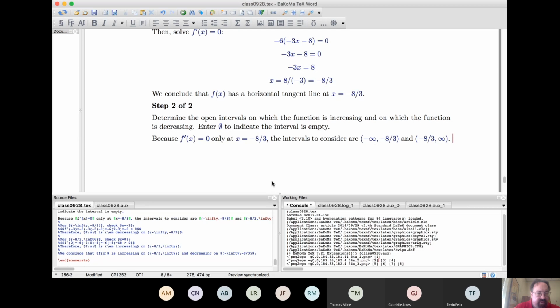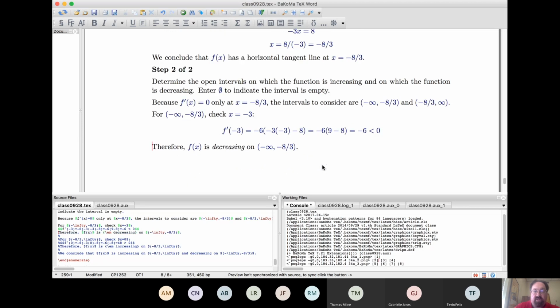So like before, we need an x value in each interval. So this interval goes up to -8/3. So that's minus 2.6666 repeating. So x equals -3 falls in this interval. But again, I could choose any x value that goes in here. So then I substitute -3 into the derivative. And then we get a negative value here. So the function is decreasing on that interval.